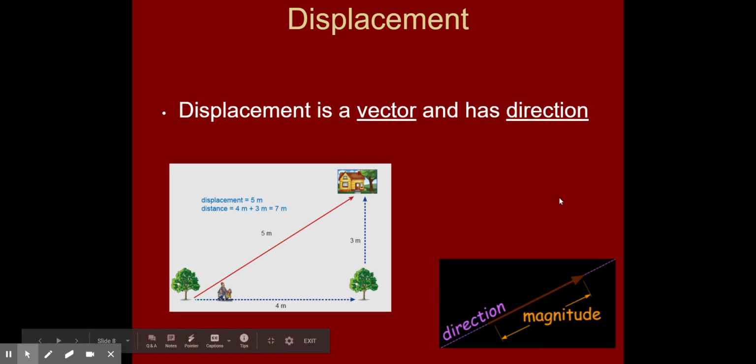Magnitude, when we say magnitude, that would mean like size. The magnitude would only mean like 7 meters, right? It wouldn't give us the direction. Displacement is from start to finish, so it would be 5 meters. And then in this particular situation, it would be northeast.